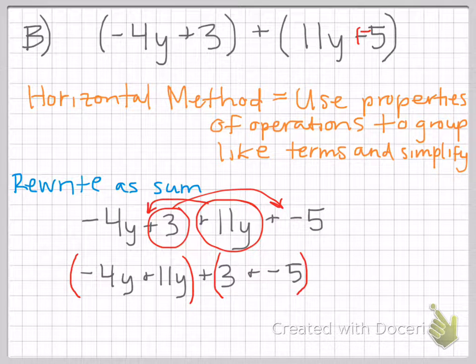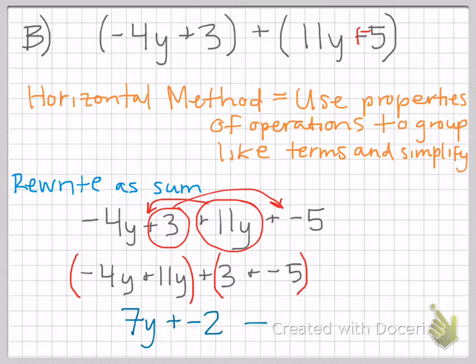Negative 4y plus 11y. Different signs? Yep. So I'm going to find the difference. Different signs, difference. So I'm finding the difference, and that's 7y. And is it positive or negative, class? Good. It's positive because the 11 is larger and it is positive. So I'm going to add. Now, can you guys do that for me? 3 plus negative 5 is negative 2.